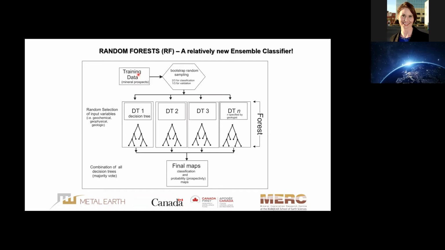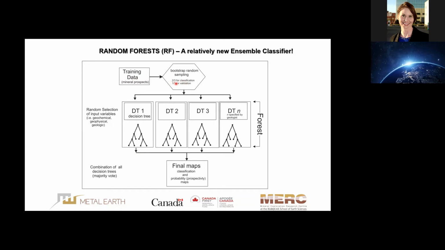All machine learning languages that are data-driven require training data. And this will be our mineral prospects or mineral occurrences or mines. And what we do for each tree here is we take 2/3 of our training sample and we use that to put down our tree and make our classified map at the end. And the map that we're classifying is either predictive or non-predictive zones. It's a binary map. And we leave out 1/3 of our prospects for validation.